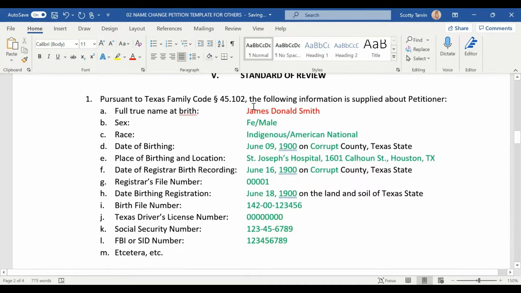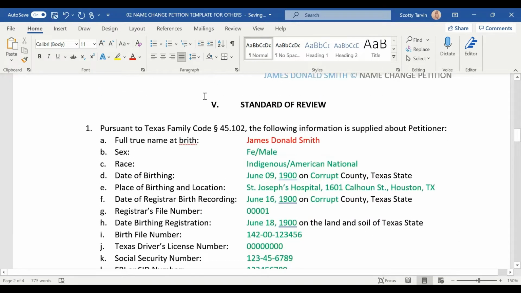Nice. Yeah, that quick. Standard review pursuant to Texas Family Code section 45.102. The following information is supplied about petitioner. True full name at birth. That's a misspelling. James Donald Smith. Sex, race.